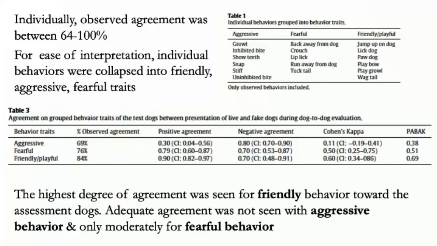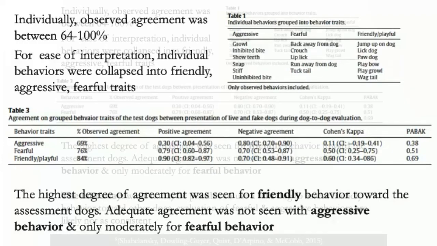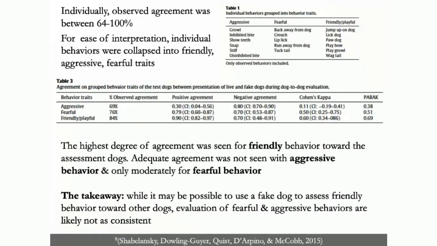Adequate agreement was not seen with the aggressive behavior. It actually had the least agreement among the 3 behavior traits, and there was only moderate agreement for fearful behavior. And so the takeaway here is that it is possible to use a fake dog, but not in the way we think. That it's probably for fearful behavior, for friendly behaviors, but those fearful and aggressive behaviors, which we really need help with to keep our other dogs safe, it's likely not as consistent. So that sort of stings.